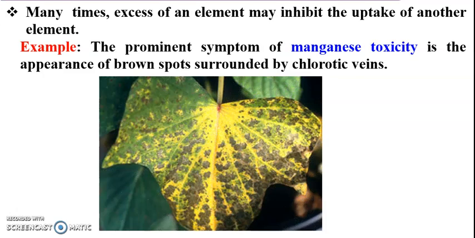manganese. Now, manganese toxicity you can very clearly see by these brown spots that are seen on the tips of the leaves and the chlorotic veins. If you see the veins here, let me show it to you. If you see the veins, they are all completely yellow. The area surrounding the veins has lost the chlorophyll, and you can see these brown spots. So these are the symptoms of manganese toxicity.